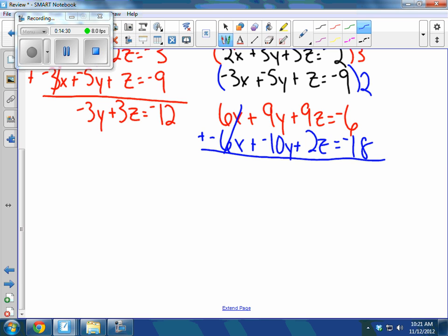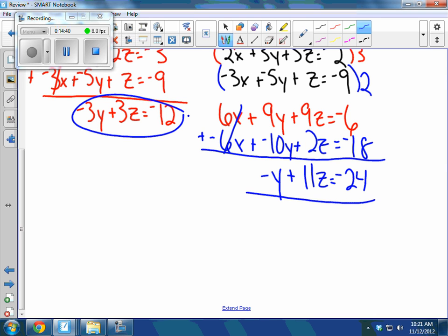So the x's go away. My y's, I get a negative y. My z's add up to 11. And my constant numbers at the end add up to negative 24. So now what I'm going to do is take these two equations, and I'm going to rewrite them, just so we have something to compare to. So here's the red equation. Here's the blue one.